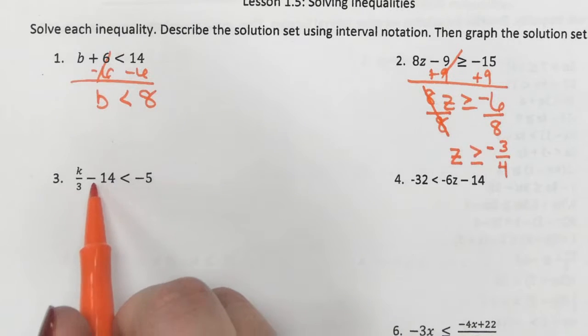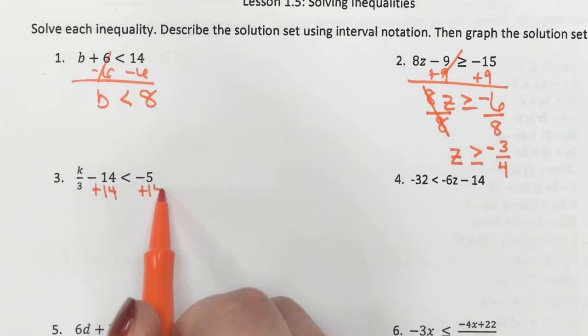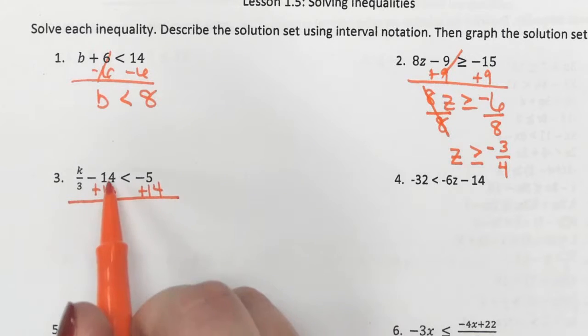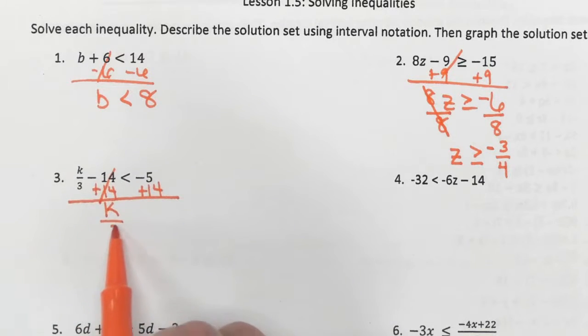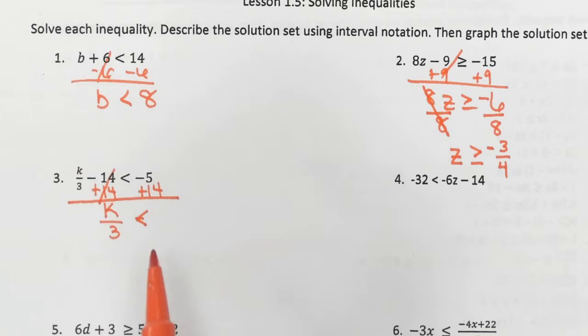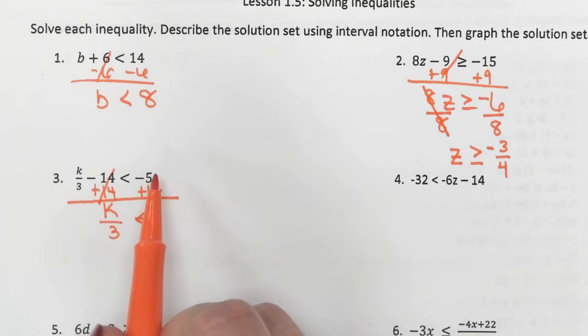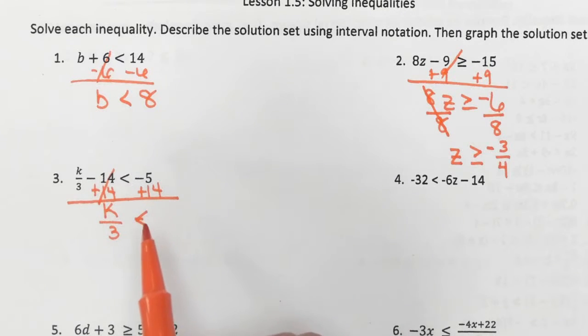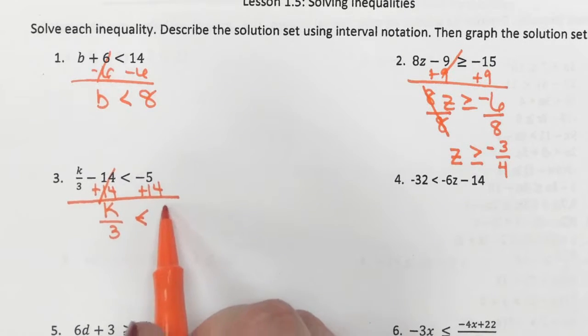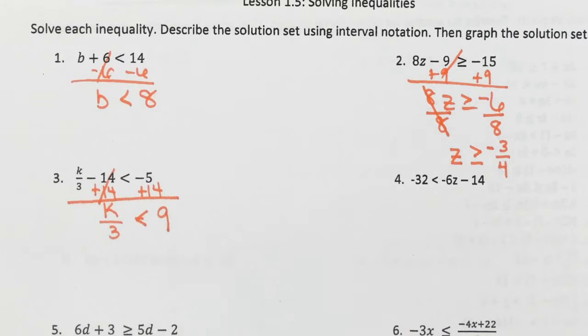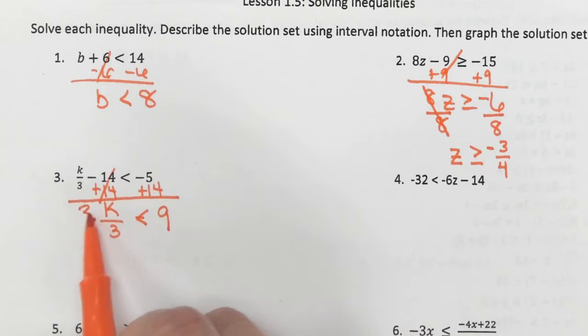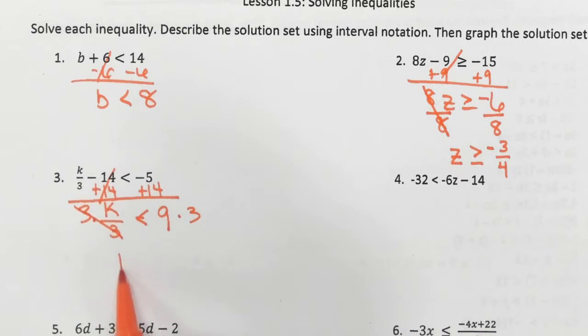What about number 3? You are going to add 14. Please make sure that you add that 14 first. If you multiply, you have to multiply everything, including that 14. So if you multiply by 3, it's okay, as long as you do all 3 of them. Does that make sense? All right, so what's -5 plus 14? 9. Now we're going to multiply by 3. 27. So K is less than 27.